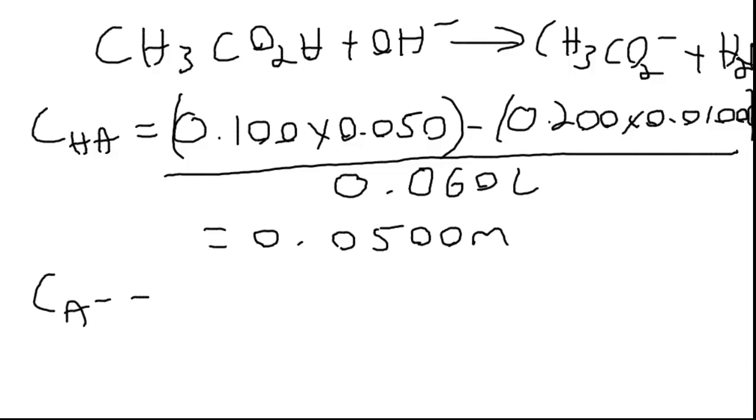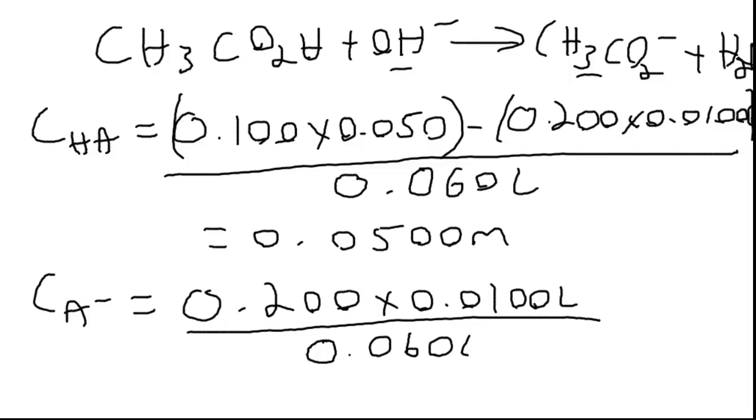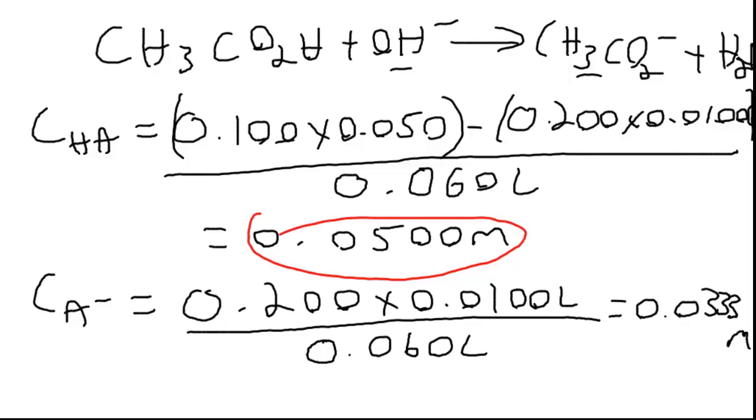For acetate, every mole of hydroxide is going to make 1 mole of acetate. So we just need to find out the number of moles of hydroxide added, and that was 0.2 molar. We've added 10 milliliters, or 0.01 liters. And again, the volume's increased, so we have to take that into account. So the total volume is again going to be 60 milliliters, or 0.06 liters. And that will give us a concentration of 0.0333 molar. Okay, so now we know our initial concentration of acetic acid and acetate.